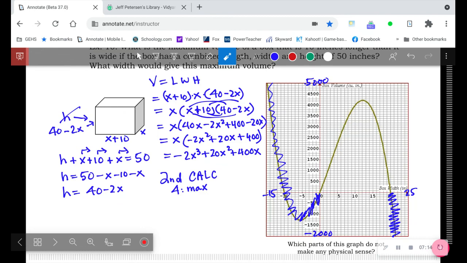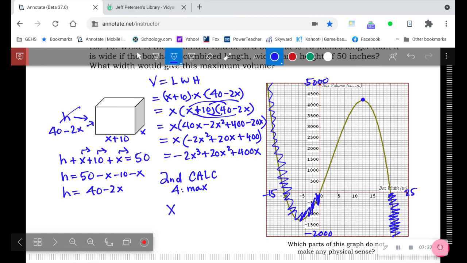Hit enter, and it's going to ask you for a right bound. So you're going to use your right arrow and come over to this side, somewhere in this area. So once that's done, you'll hit enter. And when it says guess, you're going to hit enter. And your cursor, if you've done everything right, should pop right to that location, and it'll tell you what it is. And I've done this problem.